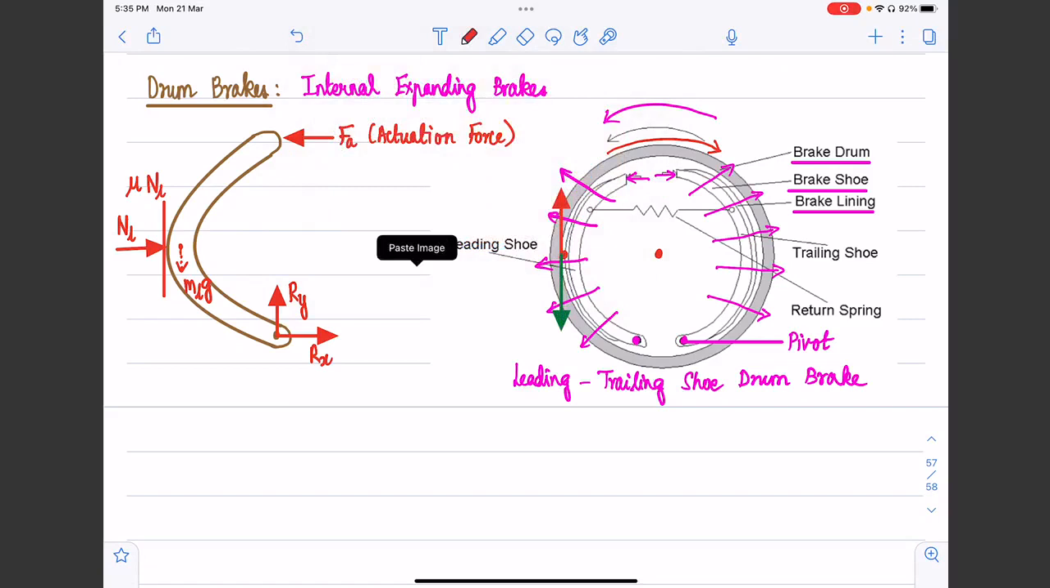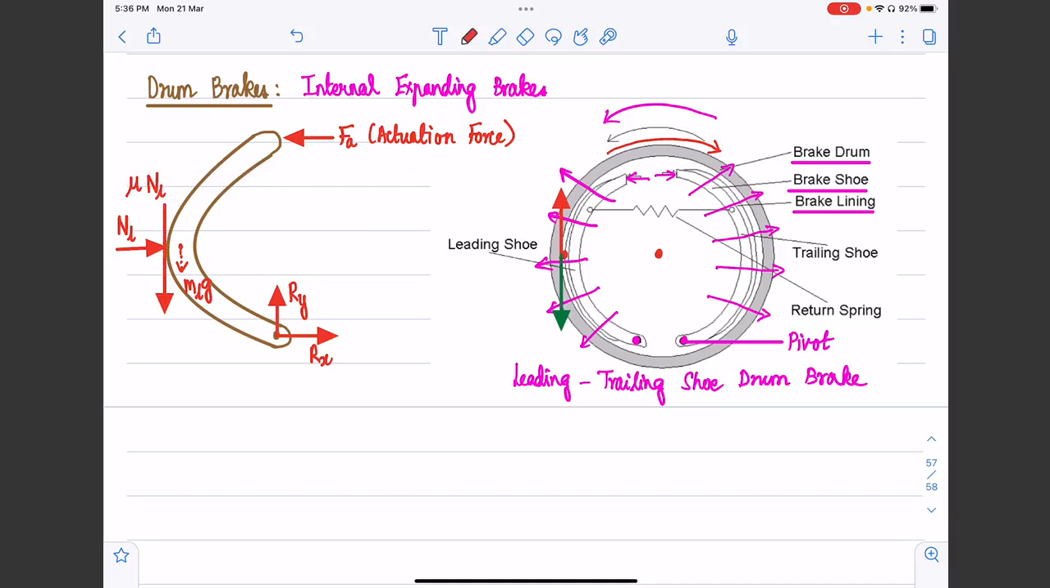And that is the reason why we are going to mark this. Just delete this and then we will redraw this. So the reaction friction force on the brake shoe is going to be vertically down, for this particular shoe. I hope it is clear why this is the case.